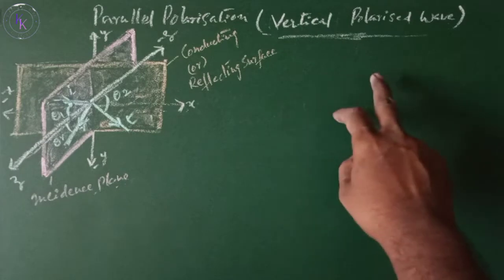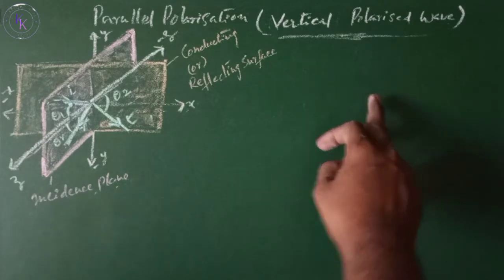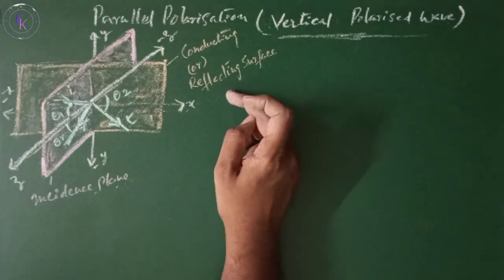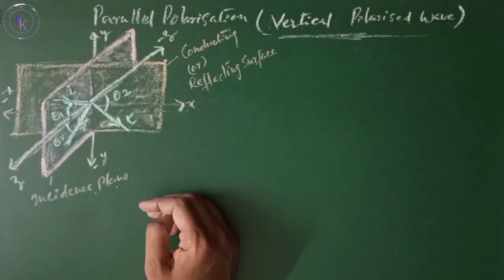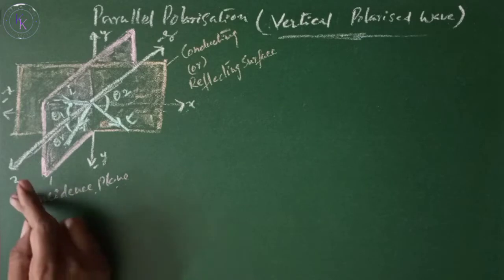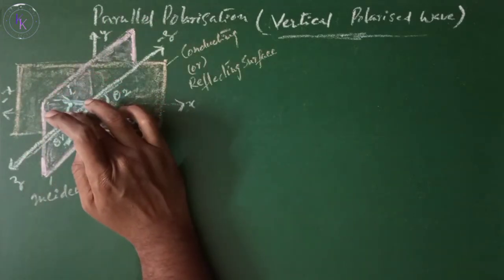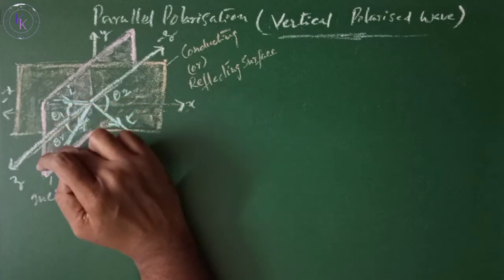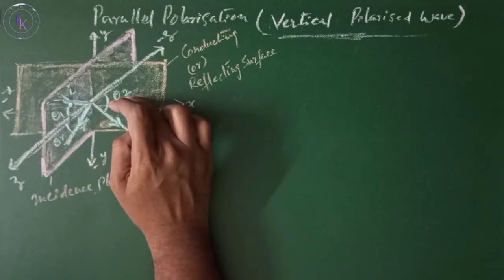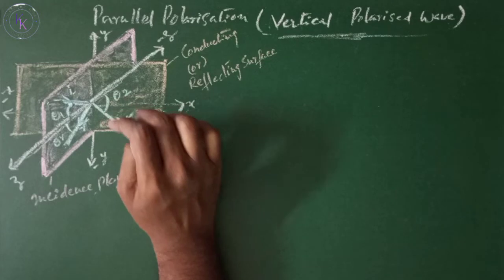Now, parallel polarization or vertical polarized wave. Now I am considering a conducting or reflecting surface along the x-axis, that is the x equals 0 plane, and the incidence plane is along the z-axis. Now the wave is incident with an angle theta 1 and reflecting with an angle of theta r, and this is our transmitting angle theta 2.